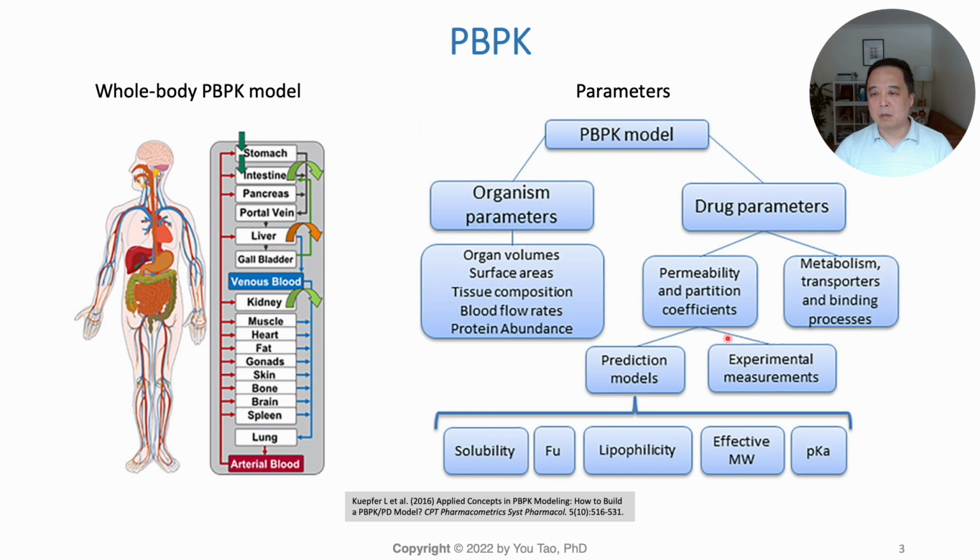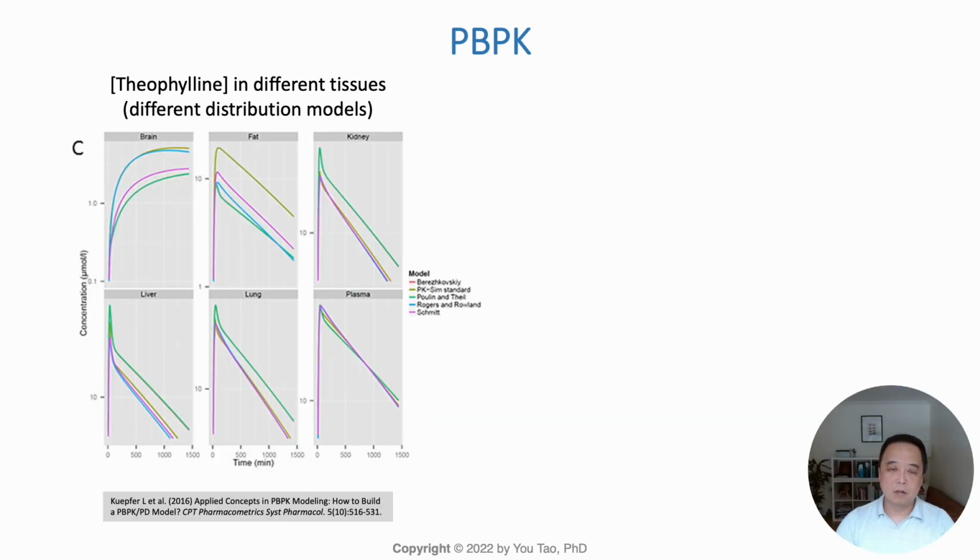Sometimes some of these parameters can be experimentally measured, but other times they can't. When they are not, you will need to use prediction models utilizing different types of chemical and physical properties to predict the permeability and partition coefficients. So here's the problem. If you use different prediction models to predict these values, you may end up with different prediction outcomes. In the case of drug distribution in different tissues, here you can see that the predictions are indeed fairly variable.